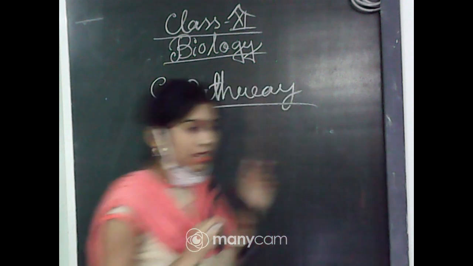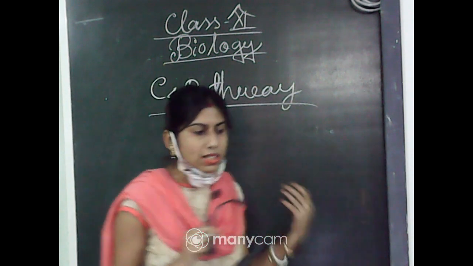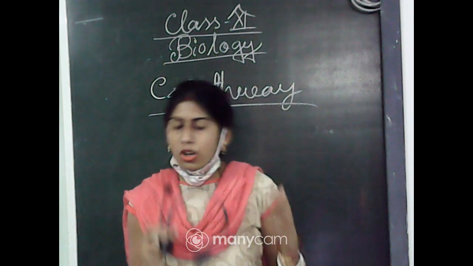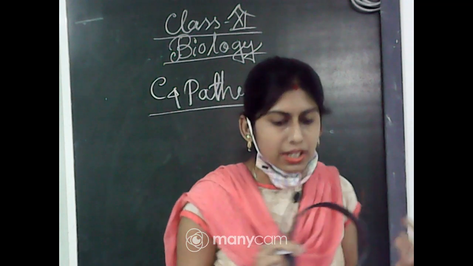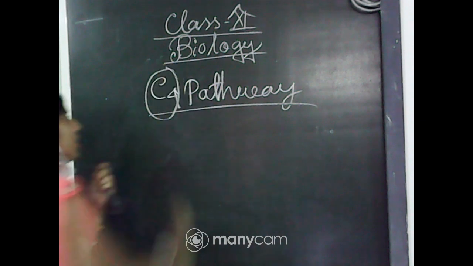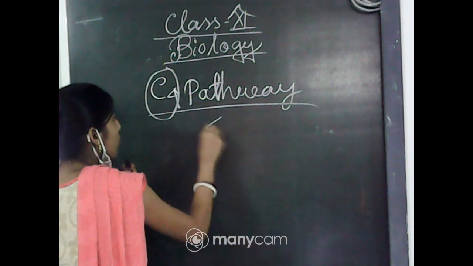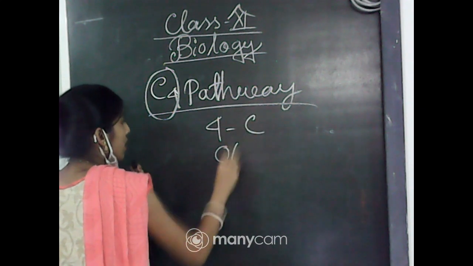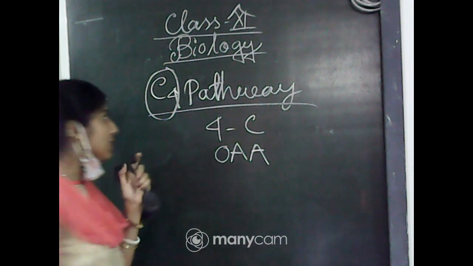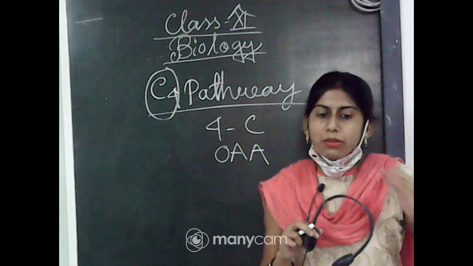Now I have written another term, that is the C4 pathway. So what are the differences between C3 and C4 pathway? I am repeating it again: in the C4 pathway, why is it called the C4 pathway? Because the first intermediate product of carbon fixation is a 4 carbon compound, that is oxaloacetic acid. It is a 4 carbon compound, and that is why it is called the C4 pathway.